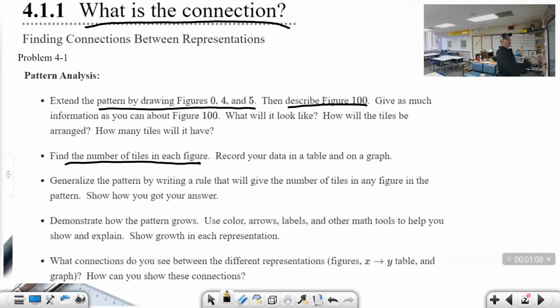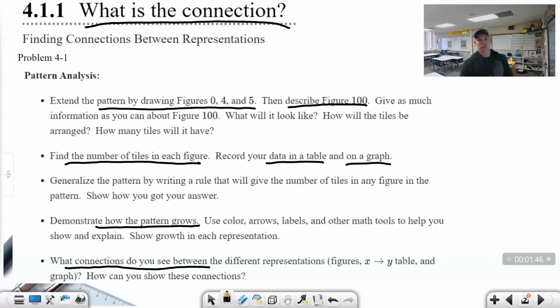Secondly, find the number of tiles in each figure. That means how many are there. You're going to show this in a table and in a graph. You're going to try and generalize the pattern by writing a rule that will give the number of tiles in any figure in the pattern. I'll talk more about this once we look at how we're going to write this out. We're going to demonstrate how the pattern grows. Some of you like to do that in color with arrows and diagrams, and some of you prefer to do that in words. And last of all, what connection do you see? Okay, these are the 5 things that we're going to be focusing on.